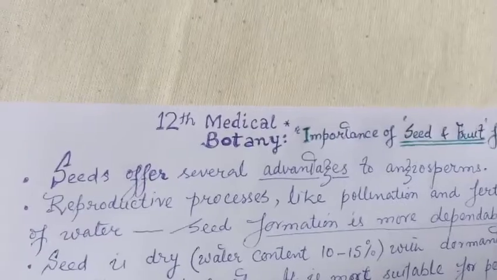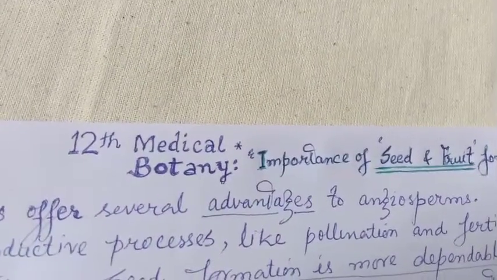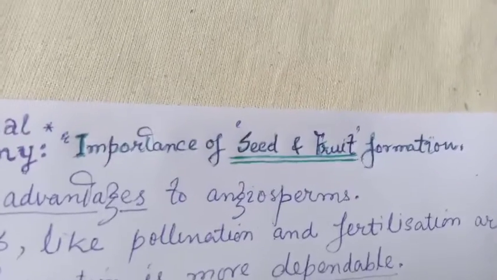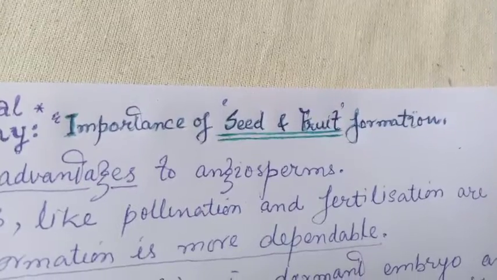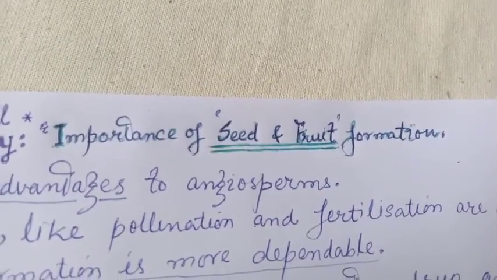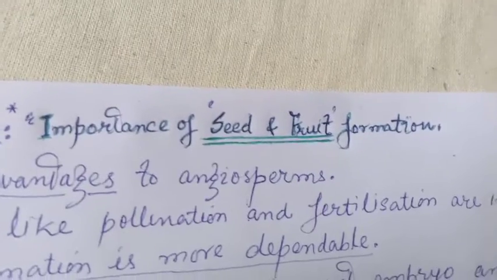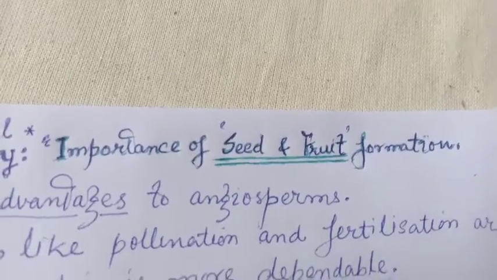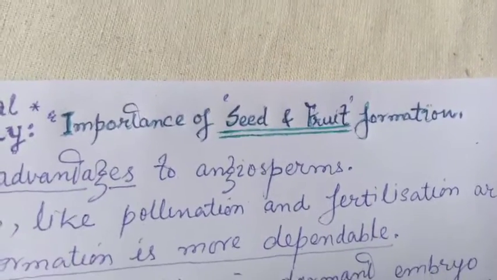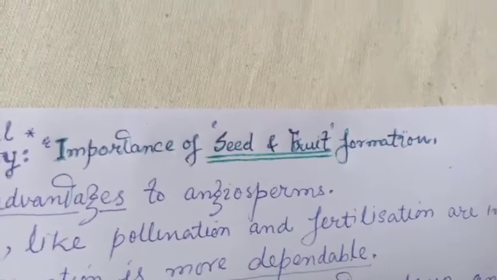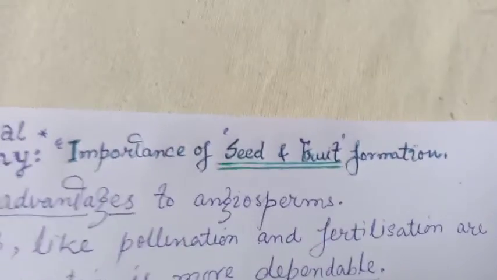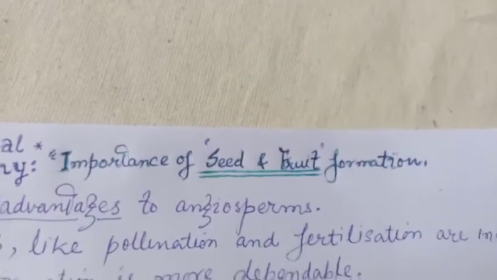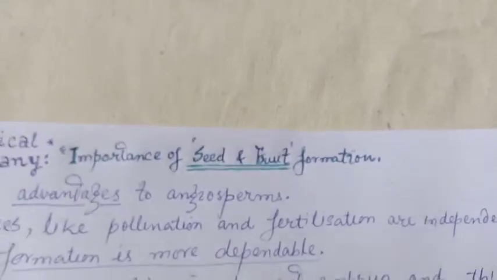And today in your botany, we are going to take up the importance of seed and fruit formation. Till now, we have been discussing the various events and processes that were linked with the sexual reproduction in the flowering plants, and then we have already discussed the seed and the fruit, which are the ultimate products of the sexual reproduction. Now, what is their significance and importance? That is to be discussed now.